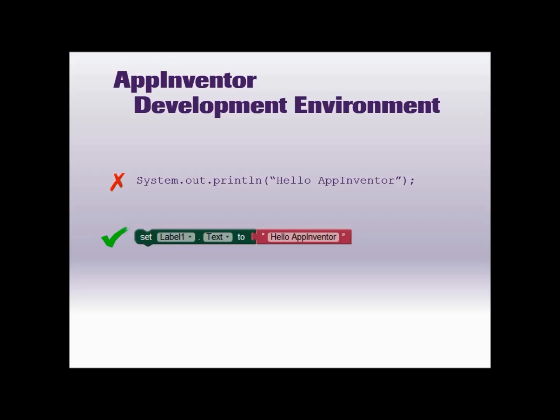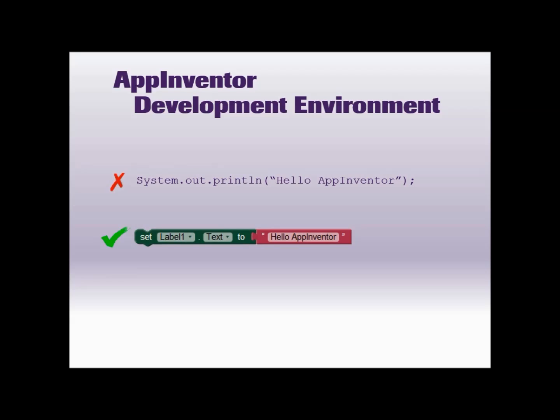App Inventor is a little bit different than many programming environments in that it uses a graphical programming model, which means that instead of writing text-based code, like the line here, System.out.println("Hello App Inventor"), you're going to build instructions by assembling a collection of building blocks. It's kind of like putting together a puzzle.